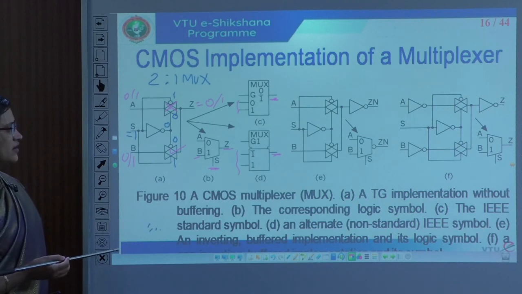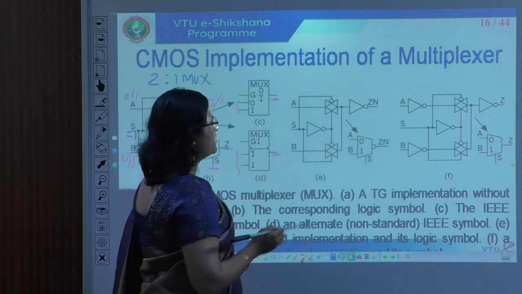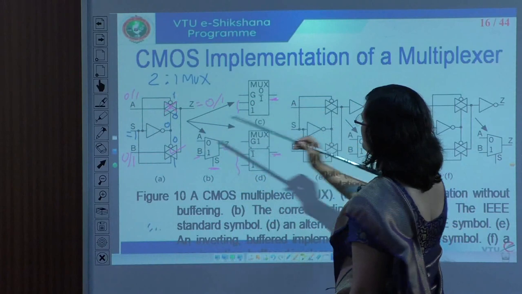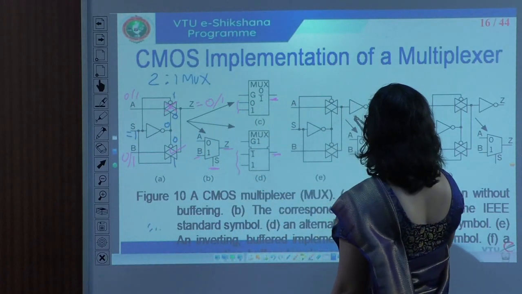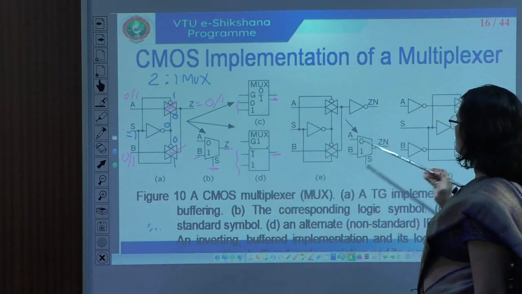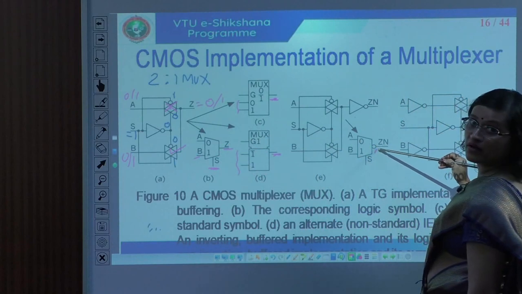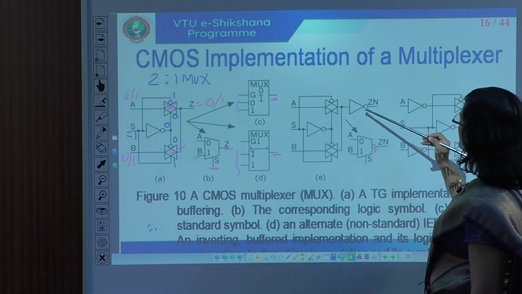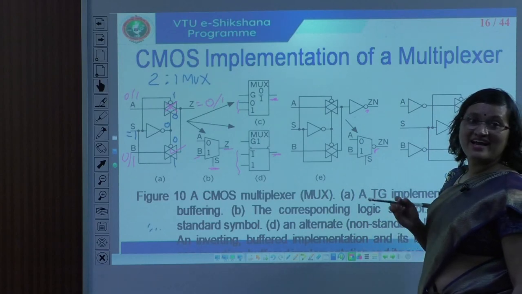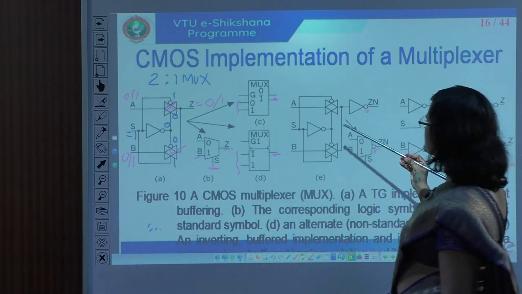an inverting buffered implementation. So, this is an inverting buffer implementation. You can see here at the output side, when you compare this circuit and this circuit, there is an inverter at the output side. So, in the logic symbol also, you can see there is a bubble, because at the output side there is an inverter. That means we are getting an inverted version of the output. So, let us see how it is going to work.